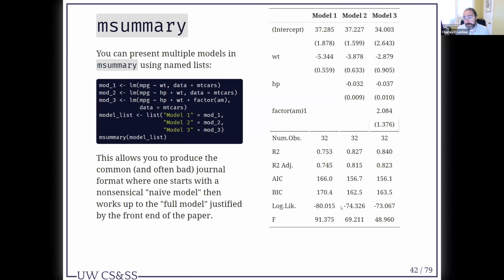You can give an arbitrarily large number of models to model summary. You could give it a dozen models and it will just keep getting wider and wider. Okay.